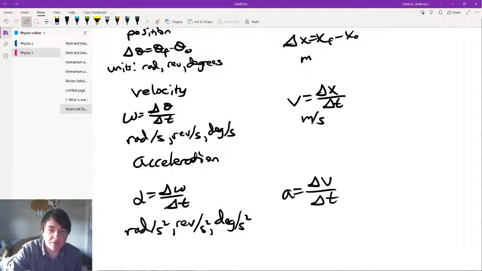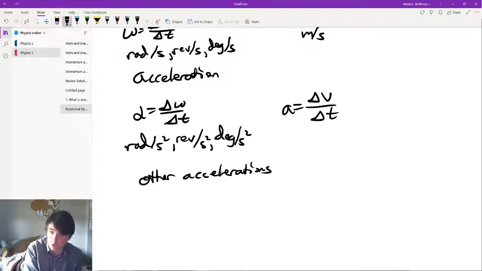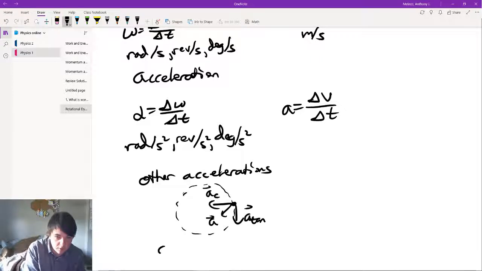The other accelerations are due to what causes rotation in the first place. So you have something rotating, you've got the tangential acceleration, you got the centripetal acceleration. This is what's causing the rotation in the first place. And because of that, you get some net acceleration. And the relationship between those was A tan plus AC.